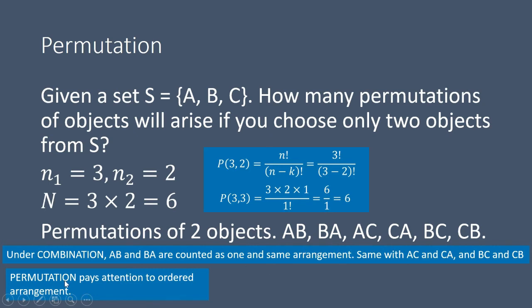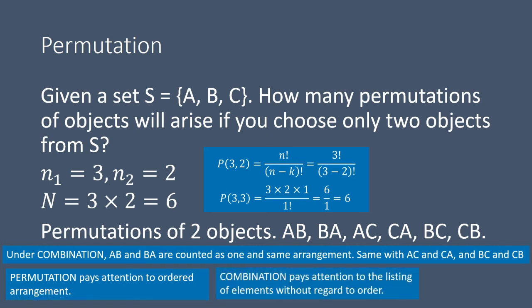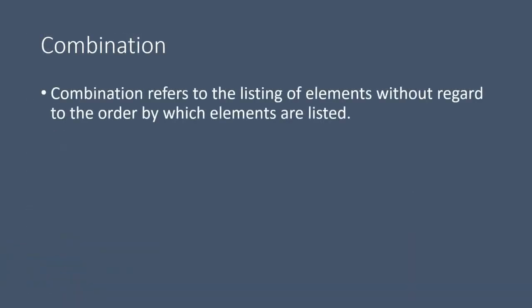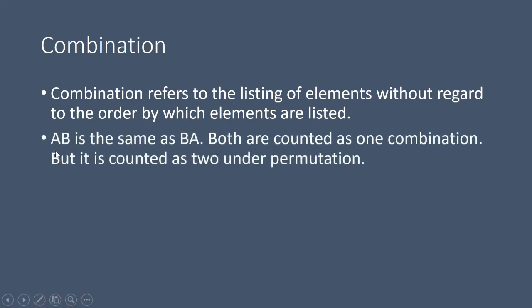So with permutation, we pay attention to the ordered listing of the objects, but not so with combination. Combination pays attention to the listing of elements without regard to order. So combination refers to the listing of elements without regard to the order by which elements are listed. Under combination, AB is the same as BA. Both are counted as one combination. But these two are counted as two pairs under permutation.